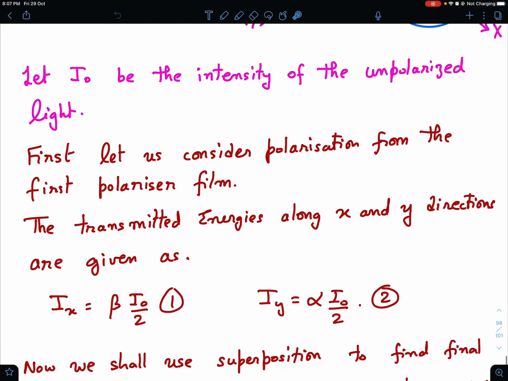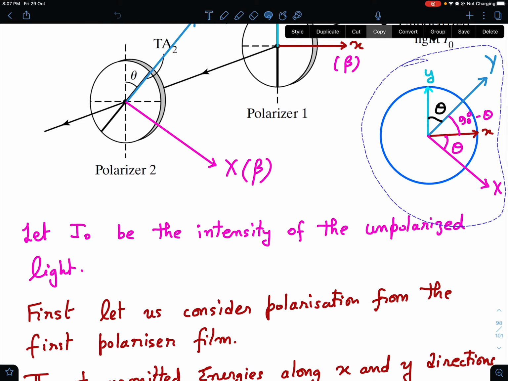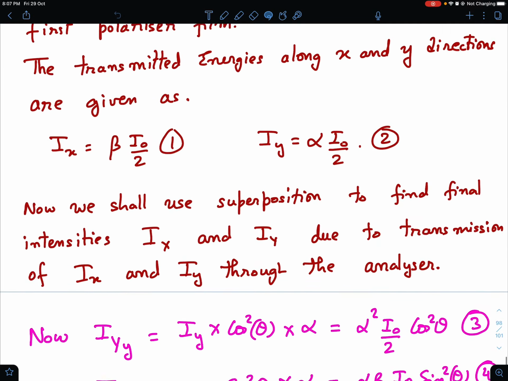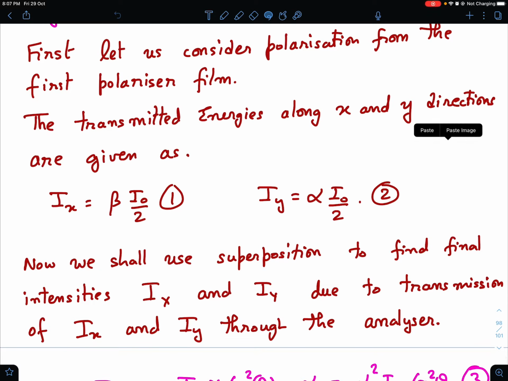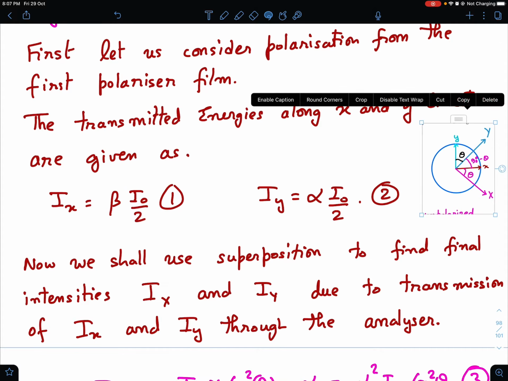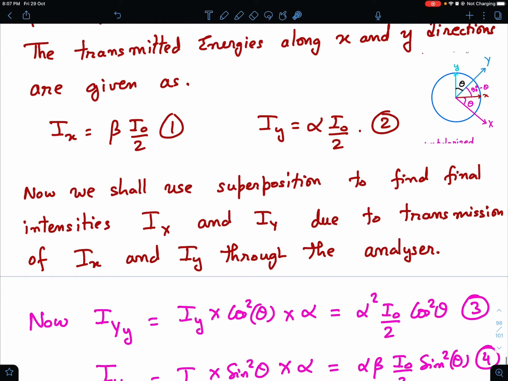Let me copy that figure once again so that I don't have to keep on moving up and down. Copy, and I'll paste it somewhere here. Let me paste this figure here, small size. I hope this is clear. So from here we are getting I naught by 2 into beta, and from here we are getting I naught by 2 into alpha. So that's what I have written.